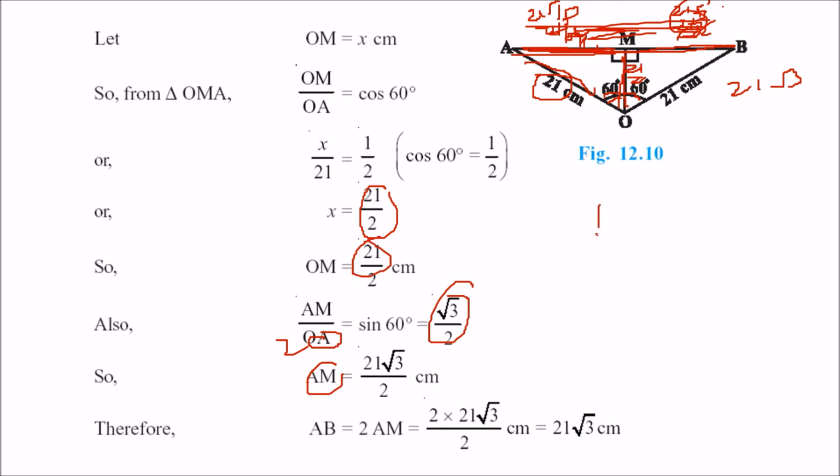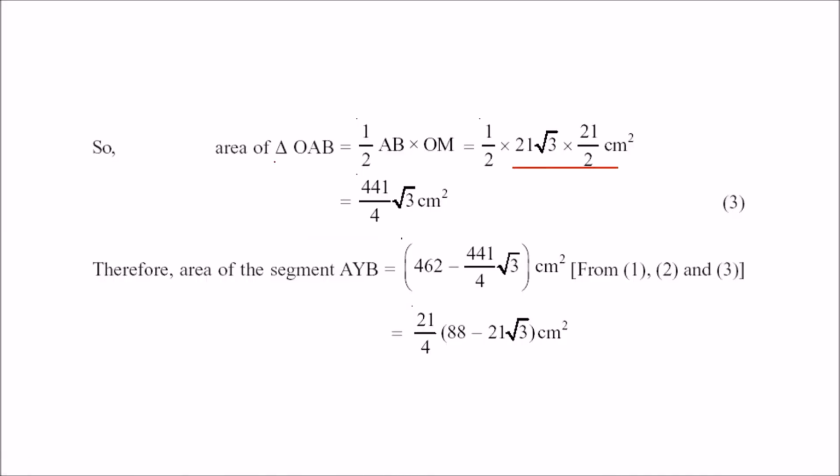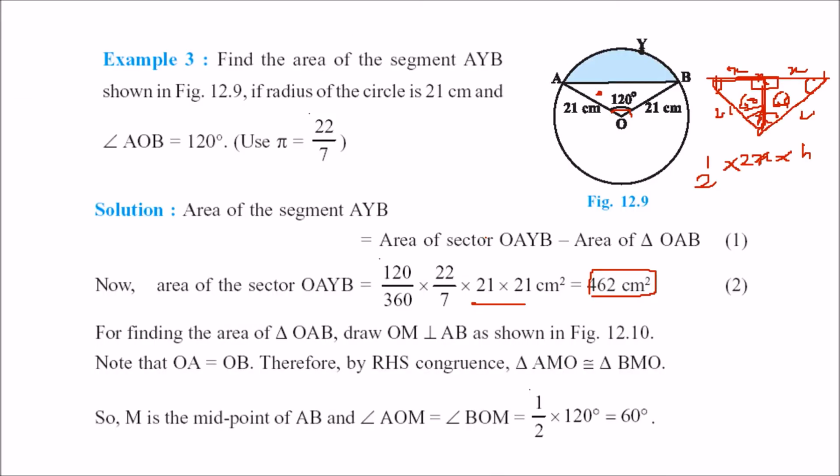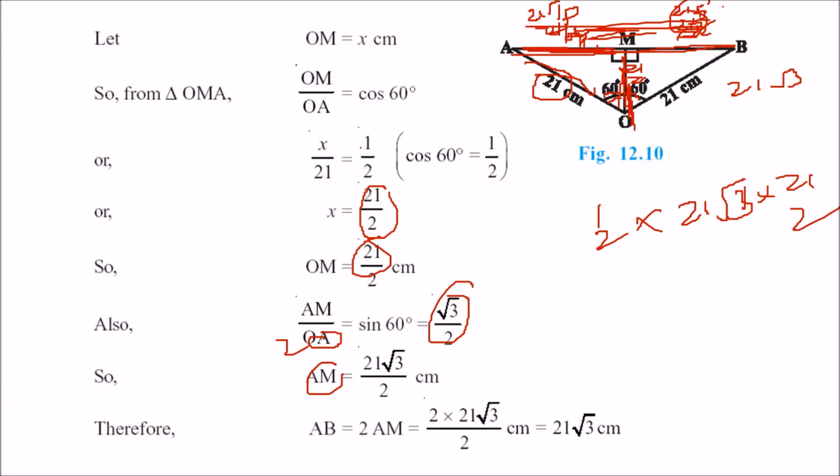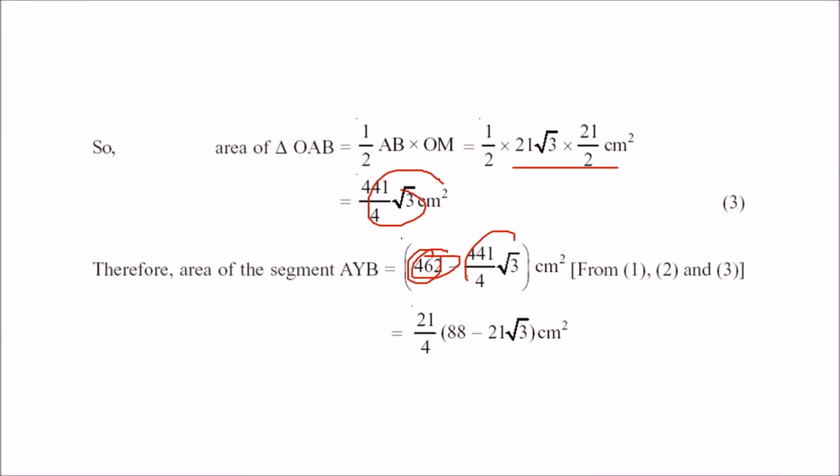Now we can directly apply half into base into altitude, that is 21 root 3 base into altitude. Altitude is what? This is 21 by 2. This is what we have done. So area of triangle is this. Now we just have to subtract 462. We have already found out this complete area. We have just found out the triangle area. So we have to subtract so that we can get this. We subtract 462 from this, and this is your area of the segment.